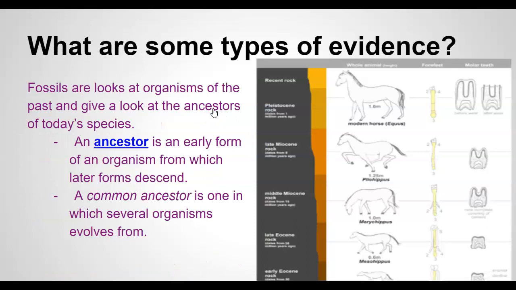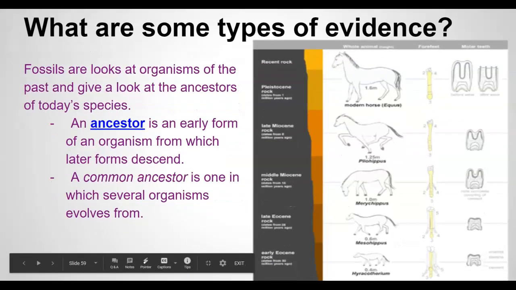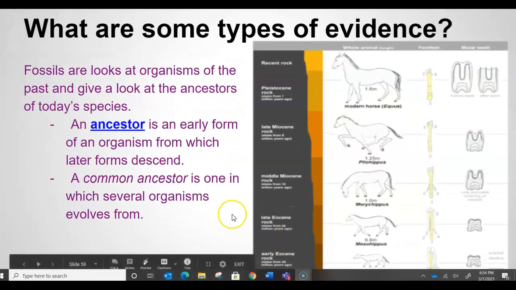So some of the types of evidence that we scientists use, most of it comes from fossils. When we look at fossils, we're looking at ancestors. The ancestors are earlier forms of organisms that have evolved into modern day organisms. In this picture here, this is a timeline or a fossil record of the horse.